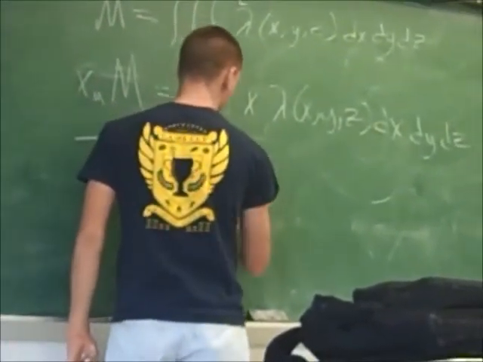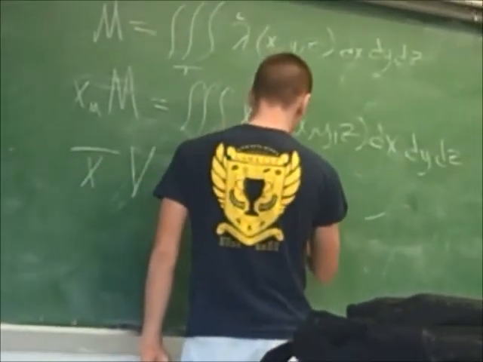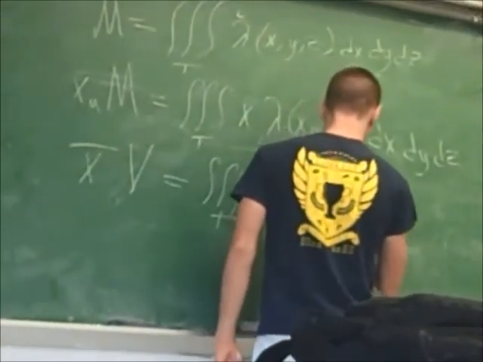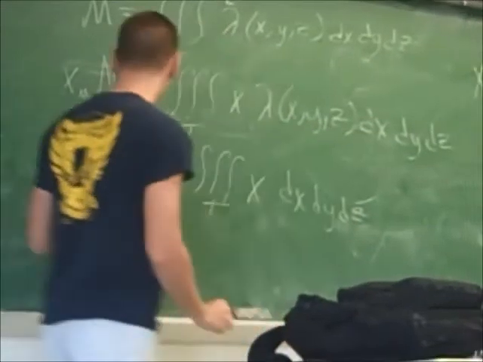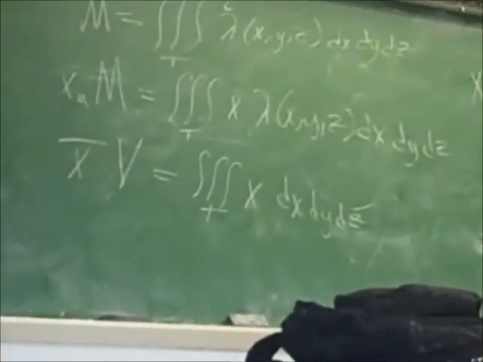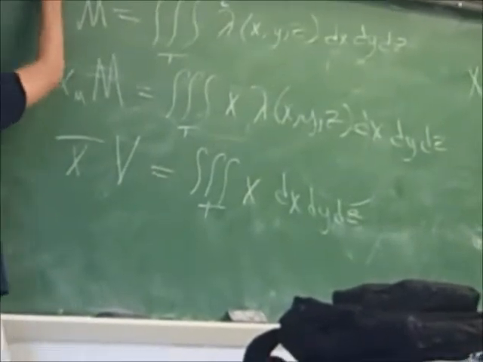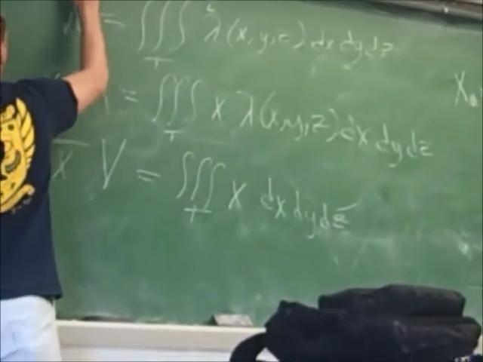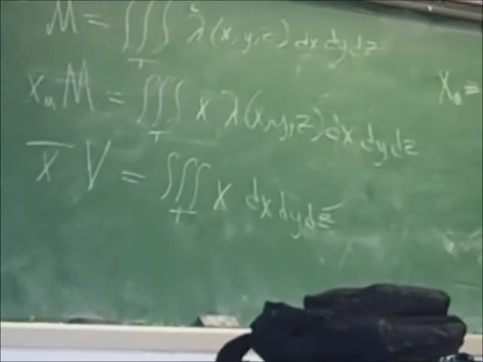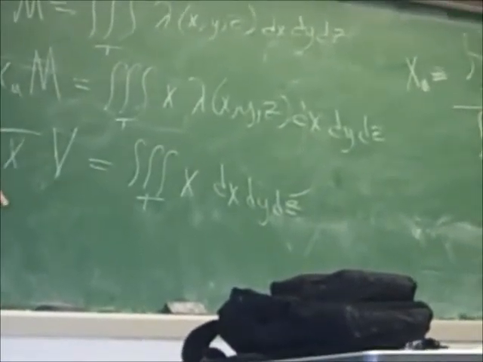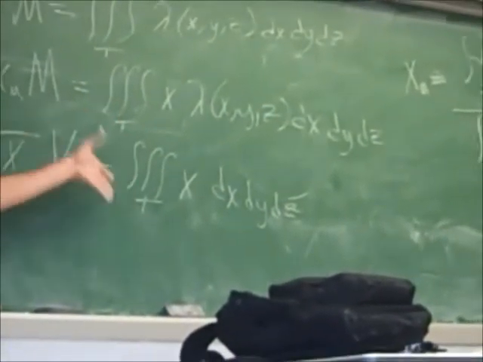Okay, so for that, we have x bar, that's called a centroid, and it would be times the volume is equal to the triple integral over T of x dx, dy, dz. And remember, the volume is just equal to the triple integral over T of dx, dy, dz. Okay. So remember, if you ask for the centroid, it still should be a division of two integrals.